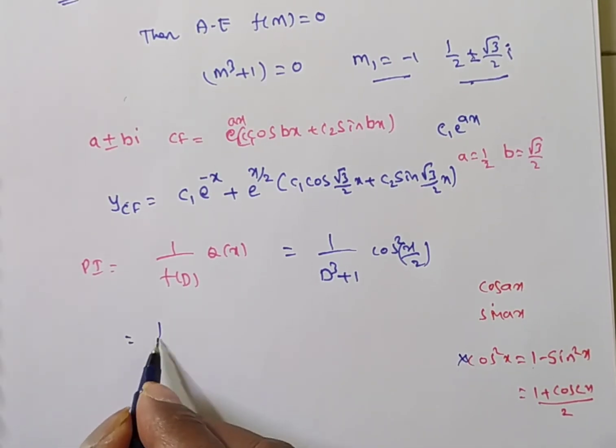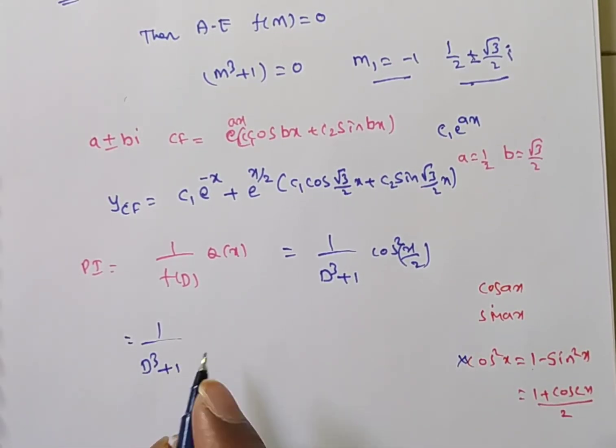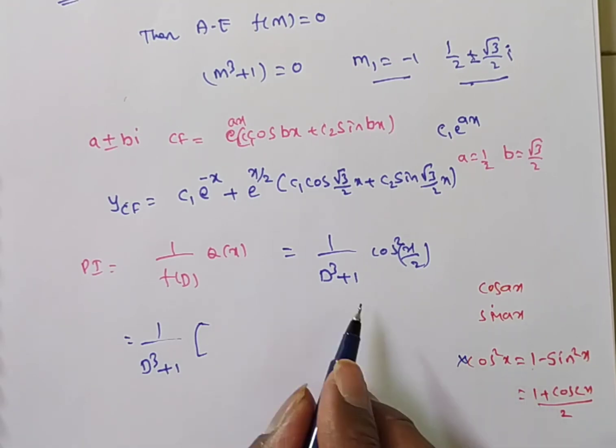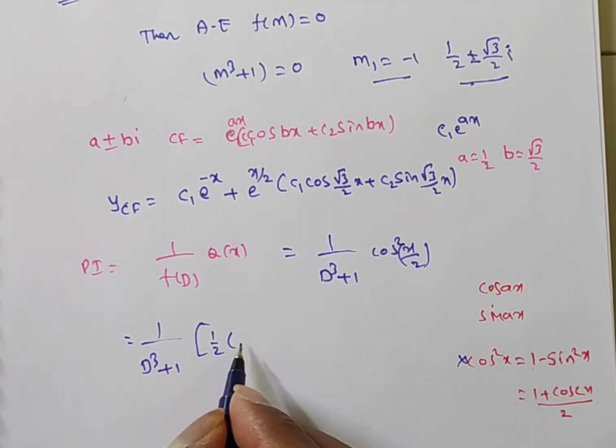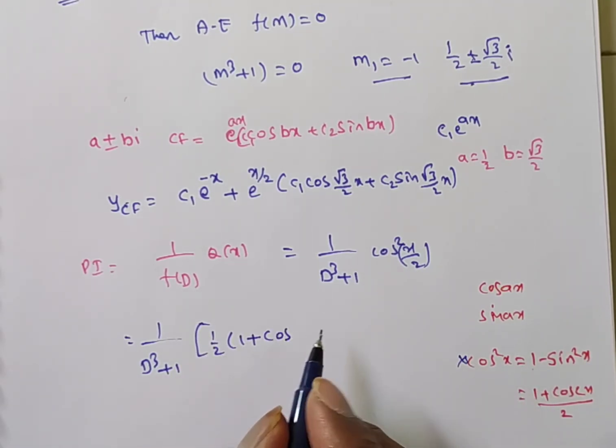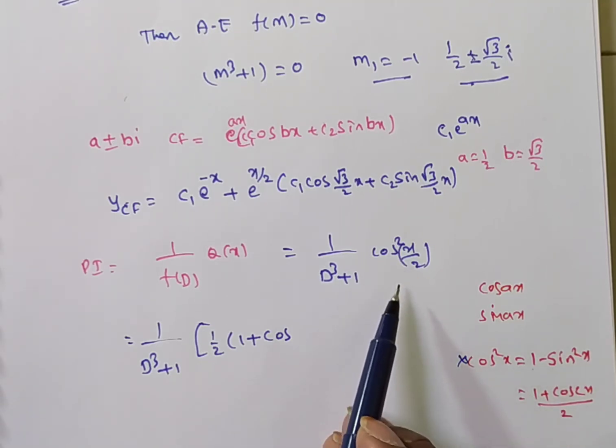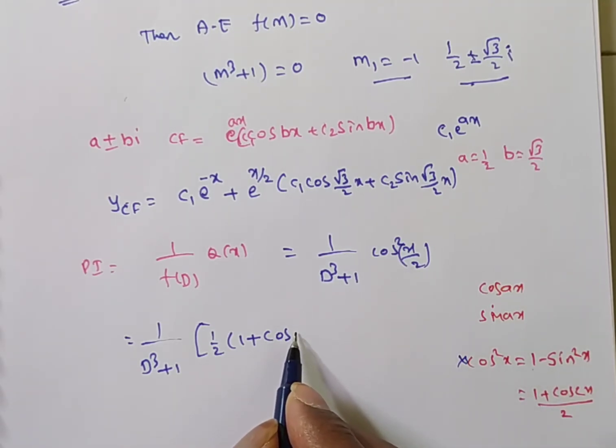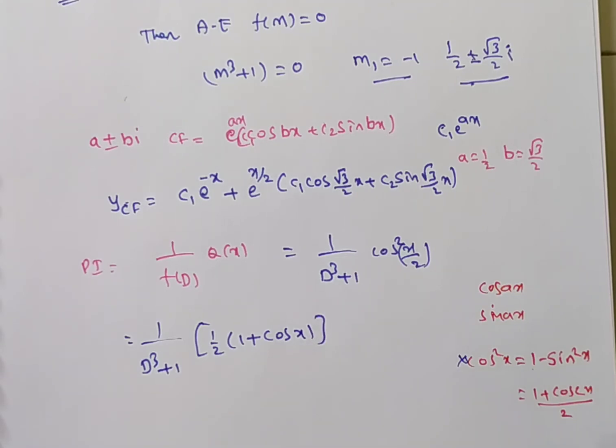Now you see 1/(D³ + 1). Now if you write this as 1/2 times (1 + cos 2x) — what is x here? You have x/2. So 2 times x/2 means x only. Now you can split this one.